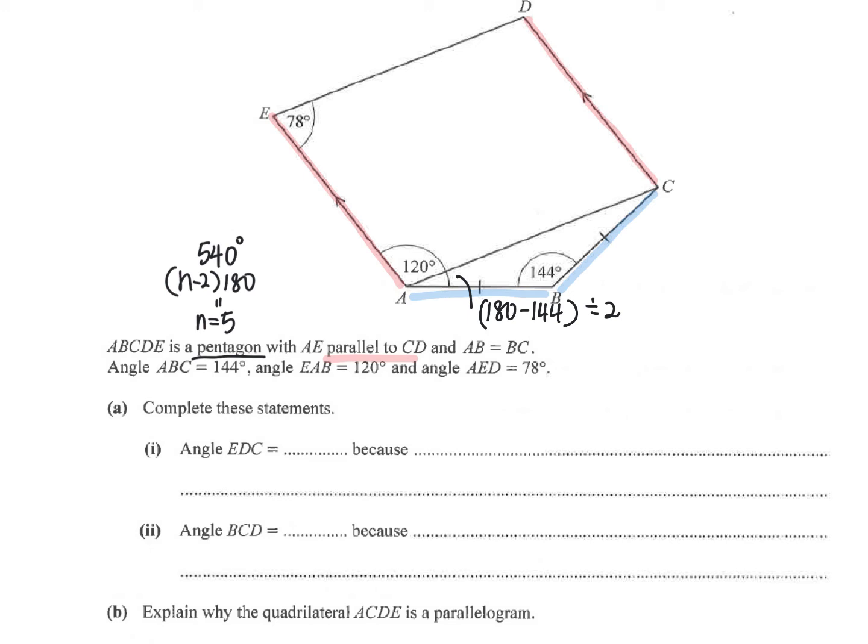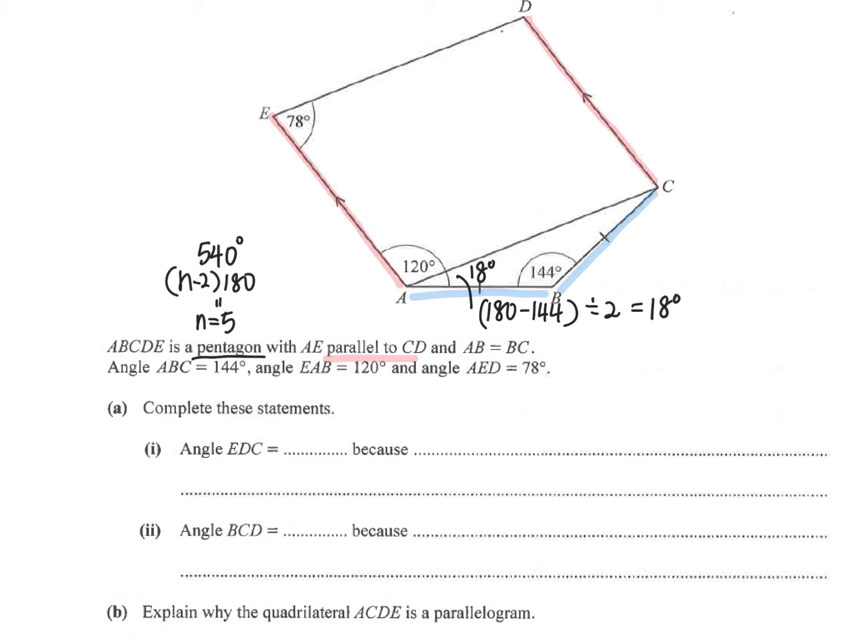Now this is just one of my habits. I like to write down information or angles that I can actually find on my diagram, and I can try to use them later. Now let's take a look at the angles. They gave me 144, then 120, AED is 78. Now they want me to find angle EDC.